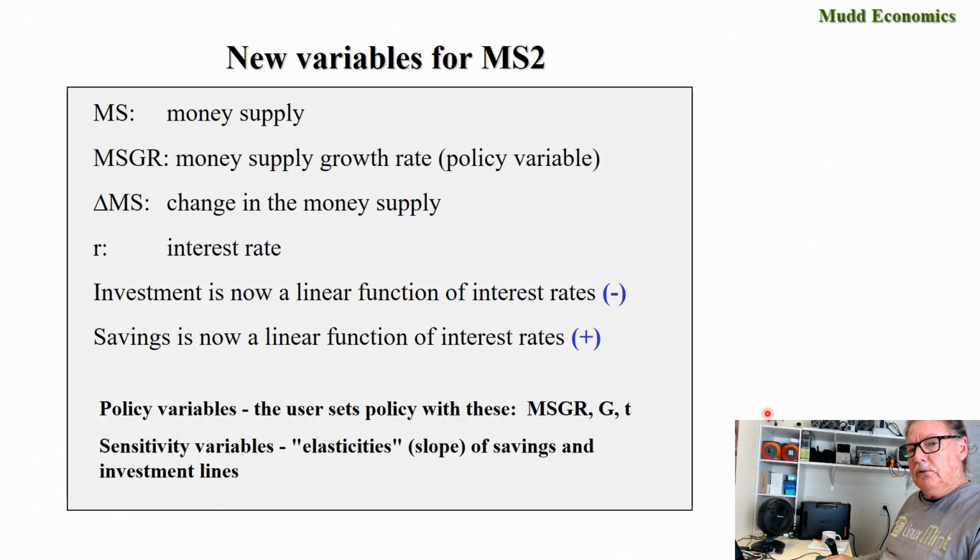Now we have some new policy variables that the user can set: the money supply growth rate, the level of government spending, and the tax rate. And we're going to have some new sensitivity variables, the elasticities, the slope of savings and investment. I'm not going to explain very much about the elasticity component because you would have had to have microeconomic theory and remember or understand the elasticity material. That's beyond the scope of Macrosim 2. But for those of you who know what an elasticity is, this model does include elasticity estimates.